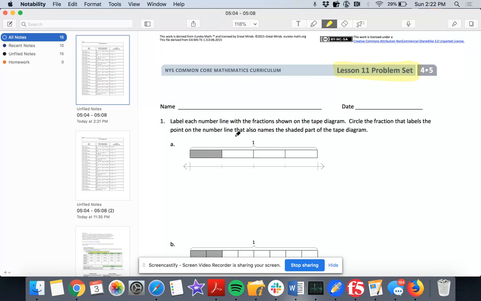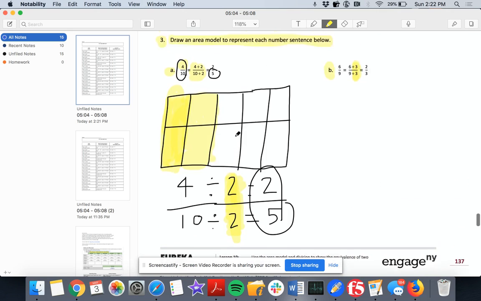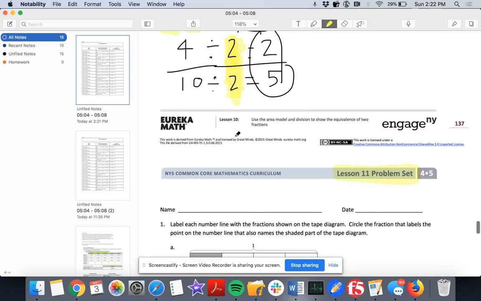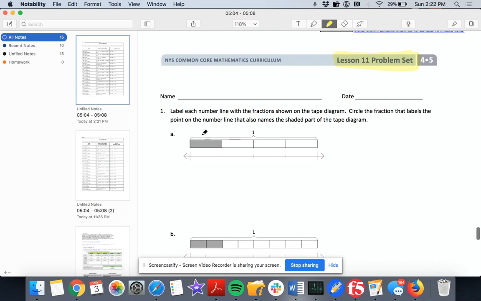Just super exciting day because we're finally graduating from just looking at these area models to finally look at number lines and looking at fractions on number lines and using tape diagrams with those number lines just to visualize them. But it's pretty much the same thing we've been doing. We're going to look at the total number of pieces and then figure out the unit fraction and all of that good stuff.